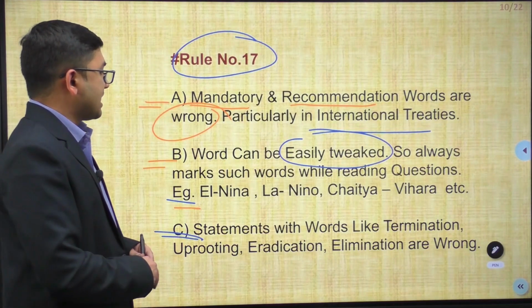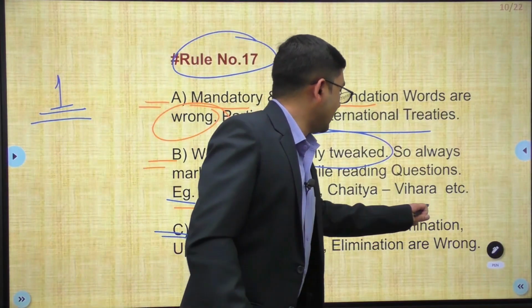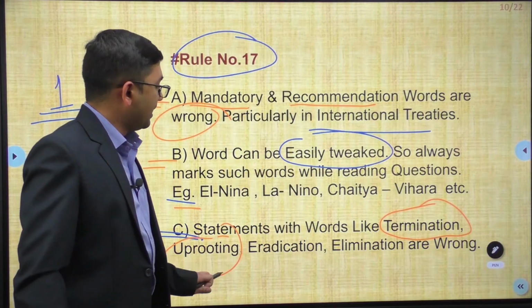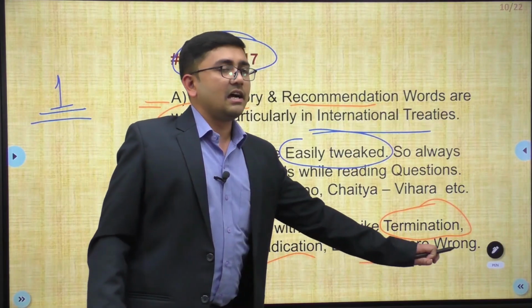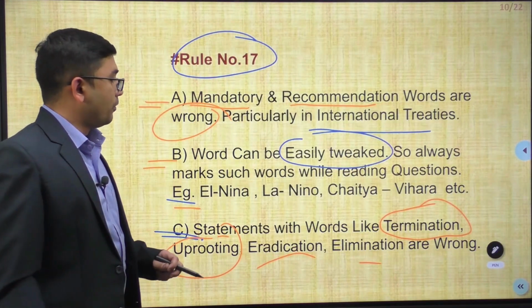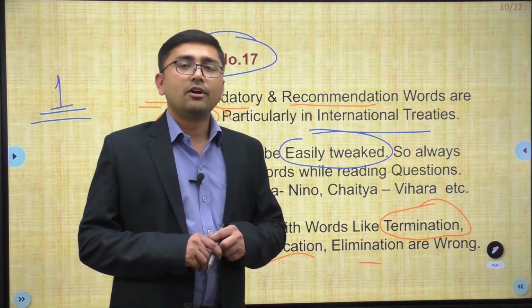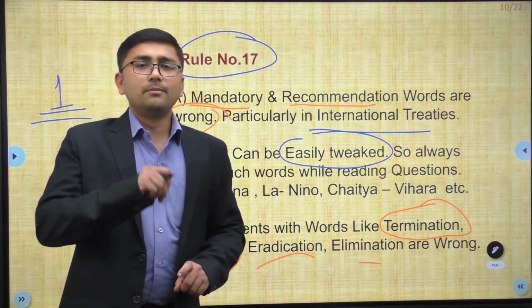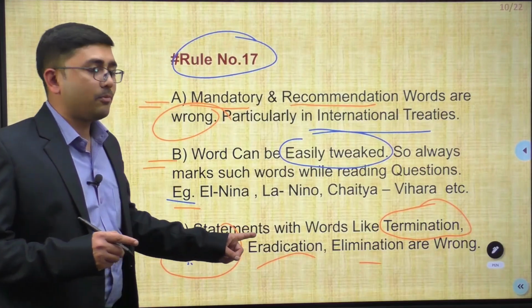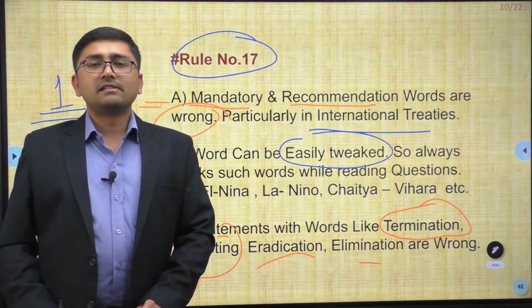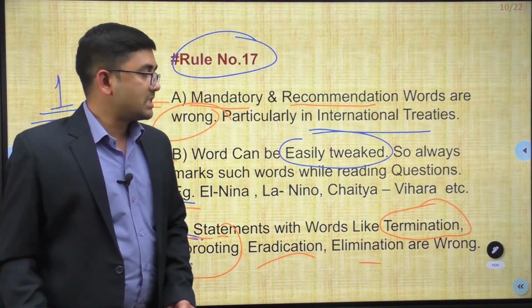Okay. So come to rule number 17C. What does it say? Statements with words like termination, uprooting, eradication, elimination are wrong. So this is most extreme. You will come to know whenever I discuss such types of questions. At that time I will show you. When you eliminate such kinds of options, you will directly come to your answers.